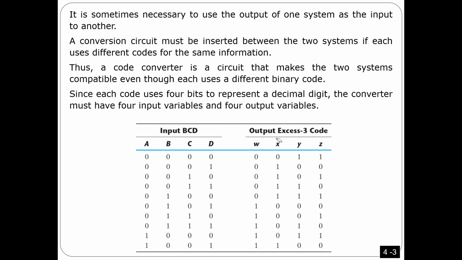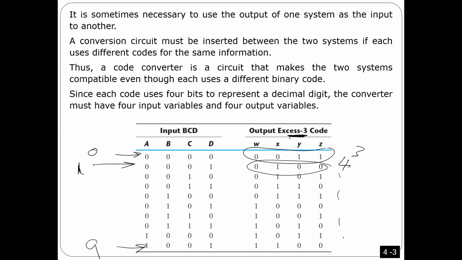So let's talk about Excess-3. You can tell from the English name, Excess-3 means you add 3. That's how the code works. So in case of number 0, you will see here it's going to be 3. In case of number 1, it becomes 4, and so on. The last one here, number 9, is going to be 13.